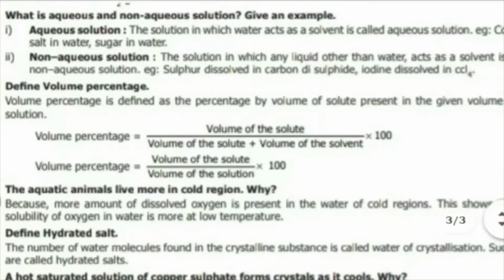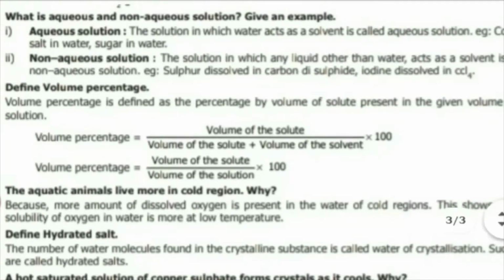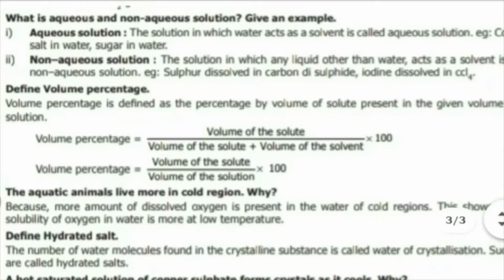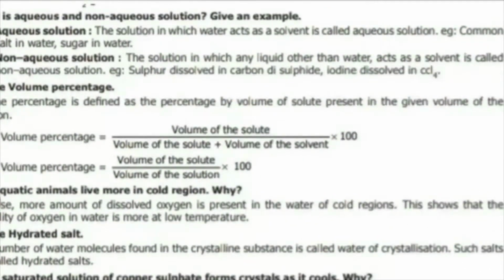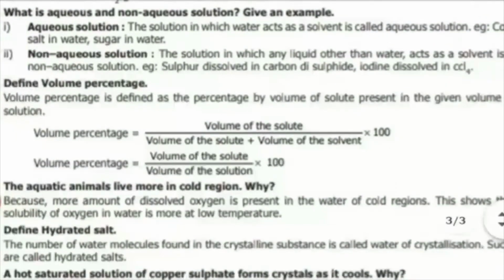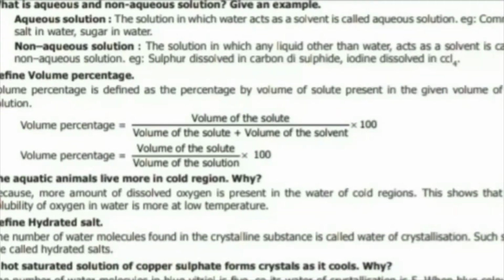Second one, non-aqueous solution. So what is non-aqueous solution? The solution in which any liquid other than water acts as a solvent is called non-aqueous solution. Example, sulfur dissolved in carbon disulfide. Another example, iodine dissolved in CCl4, carbon tetrachloride.